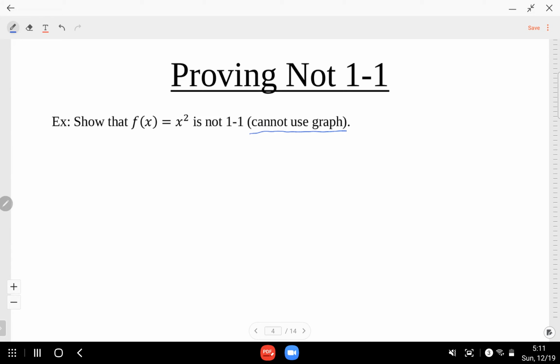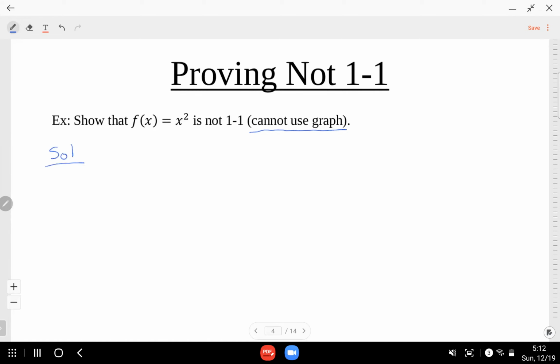Whenever you're proving something is not true in mathematics, a very common way to do that is to prove it using a counterexample, right? So this is our solution. For f of x equal to x squared, f of 1, what does that equal? That equals 1 squared, right?